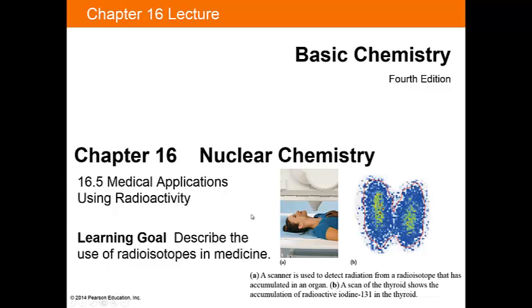So let's look at the use of nuclear chemistry in medical applications. Describe the use of radioisotopes in medicine. All right, so right here they're using a scanner to detect radiation from a radioisotope that is accumulated in an organ. They are pointing at her thyroid and it shows the accumulation of radioactive iodine-131 in the thyroid. That's what we're seeing all through here.